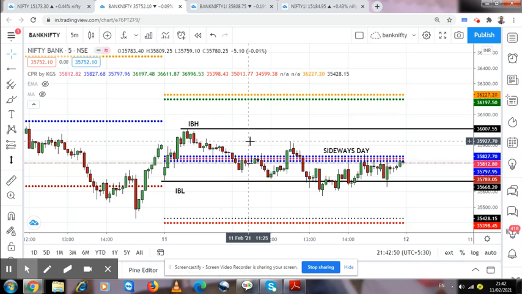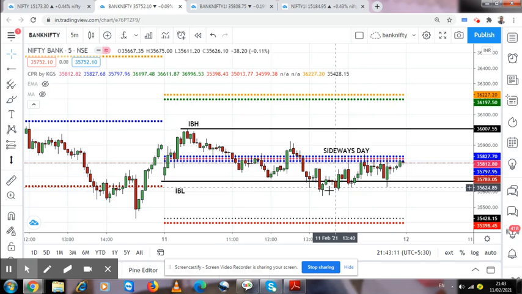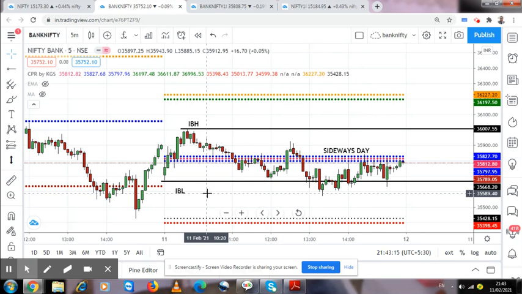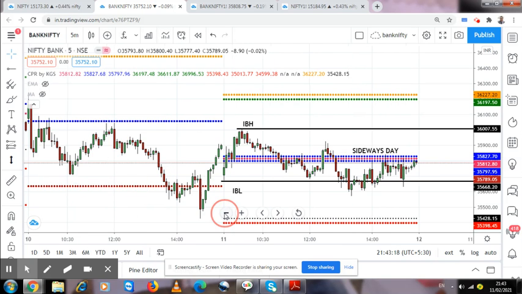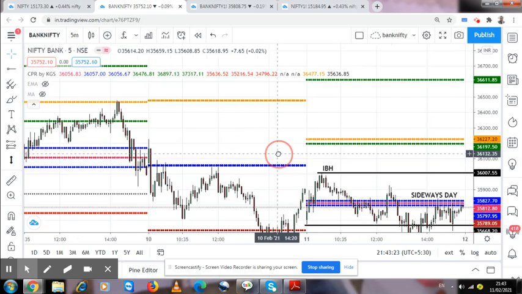You can see the central pivot range is very narrow, so it has to be a non-trending day, but sometimes, charting is all probability, and so this is going to happen or not going to happen. So you have to react accordingly in the live market. Let's quickly go and see how the price was showing a couple of days back.